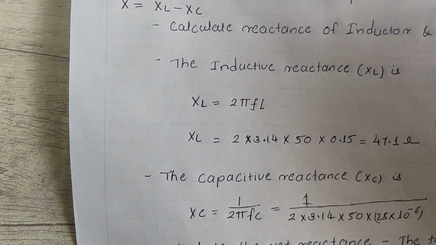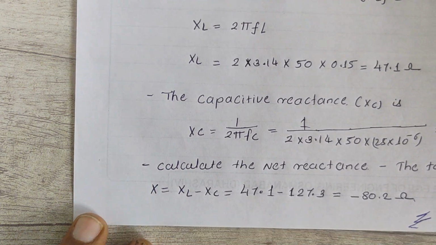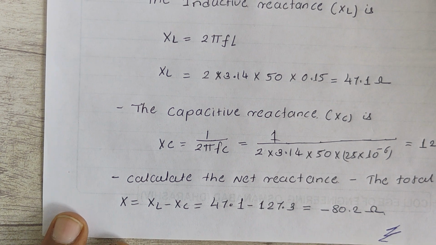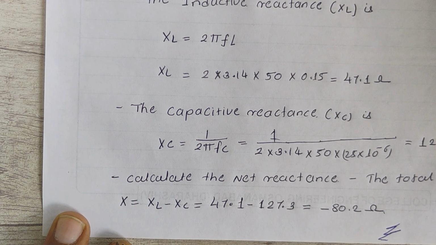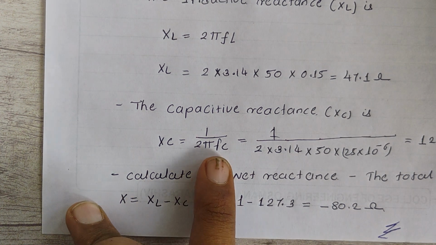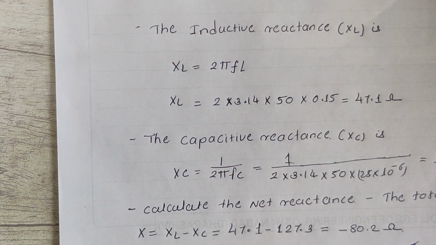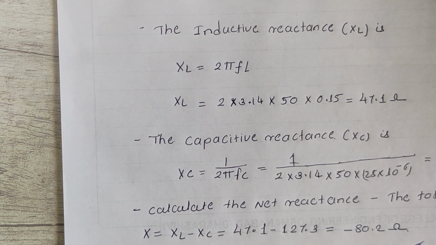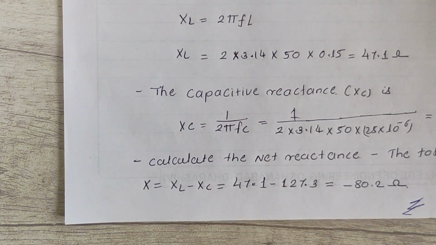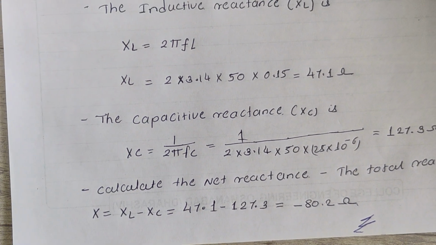And next we need to calculate the capacitive reactance. XC is given by the formula XC equals 1 divided by 2 pi f C, as we know the values of all these circuit components. So the answer is 127.3 ohm.